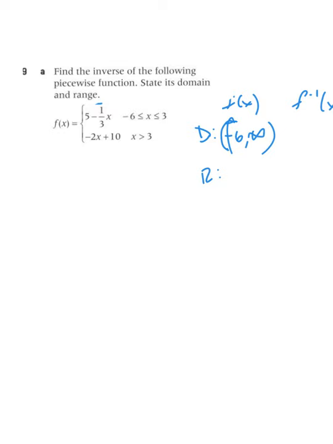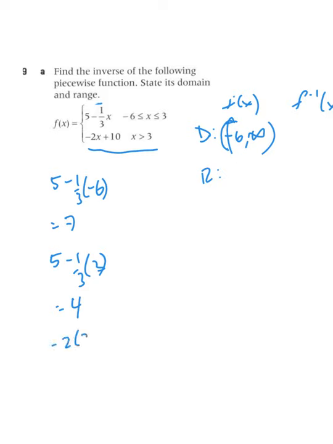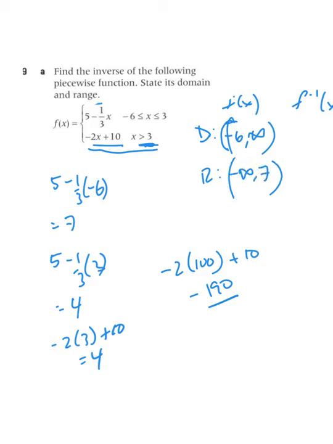I want to find the range of the original function. So I take my -6, I plug it in. 5 minus 1/3 times -6 ends up being 7. When I plug in 3, 5 minus 1/3 times 3, that ends up being 4. When I go to the second piece of the function, I plug in the 3, I get -2 times 3 plus 10, which is also equal to 4. And if I pick some large positive value, let's say x equal to 100, I know this is a line, so it's going to be getting more and more negative, because that's -190. So the range actually is going to go from -infinity all the way up to 7.